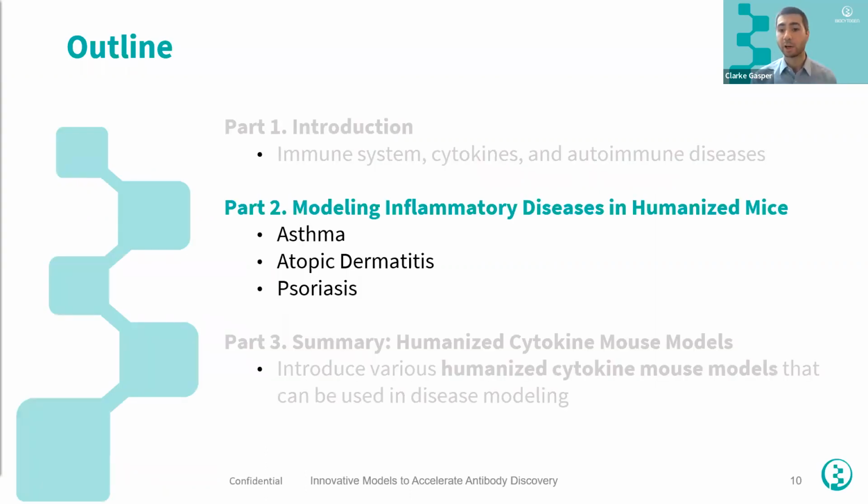For the second part of the presentation, we'll be focusing on modeling 3 diseases in mice: asthma, atopic dermatitis, and psoriasis. For each of these models, we'll provide a proof of concept study introducing the disease model, followed by efficacy studies performed in both wild type and humanized mice.